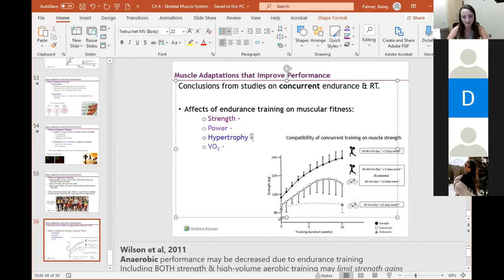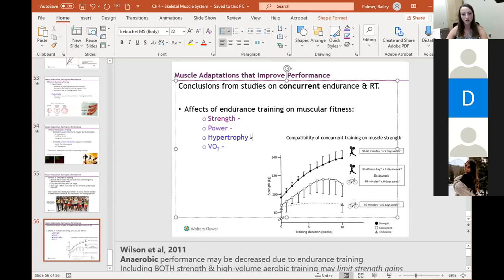Which also results, if the muscle is not able to grow, we're probably going to see some reductions in strength and in power. But VO2 is unaffected. So resistance training does not hinder our VO2 if we're doing high volume or lots of aerobic exercise. So the point of this is if you want to have high amounts of strength, power, and muscle size, you should probably limit your aerobic activity to just light to moderate intensities and volumes.